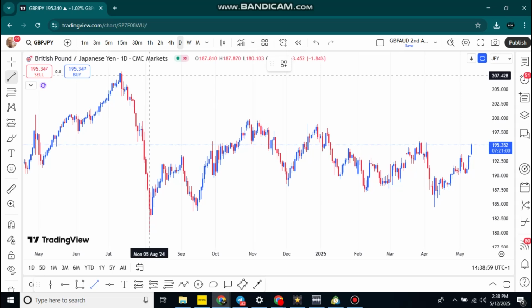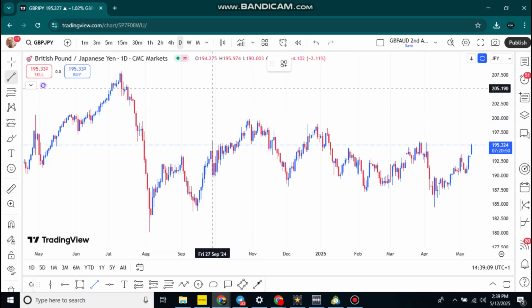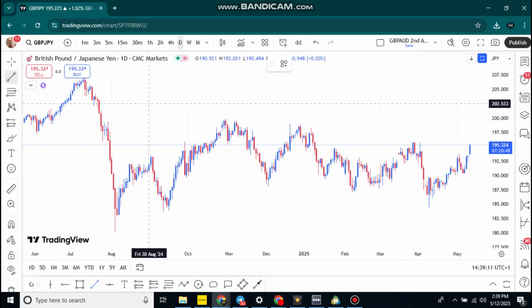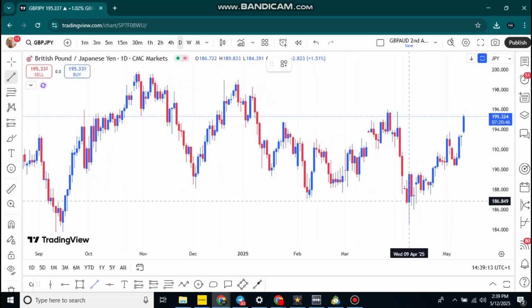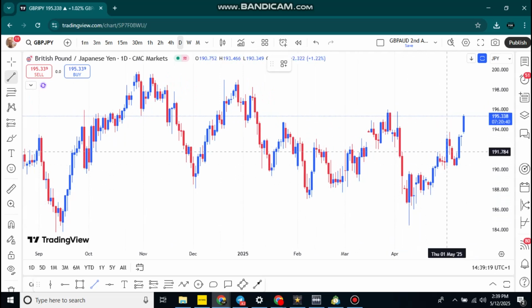Okay, so let's go back to our Gbpjpy analysis. It's been a while since I did this, but from this month I'm going to be continuing with my analysis on Gbpjpy every single day. So the very first thing is that the market has been on a bullish trend. Since April it started a bullish trend. You can clearly see how it is reacting in the daily time frame.